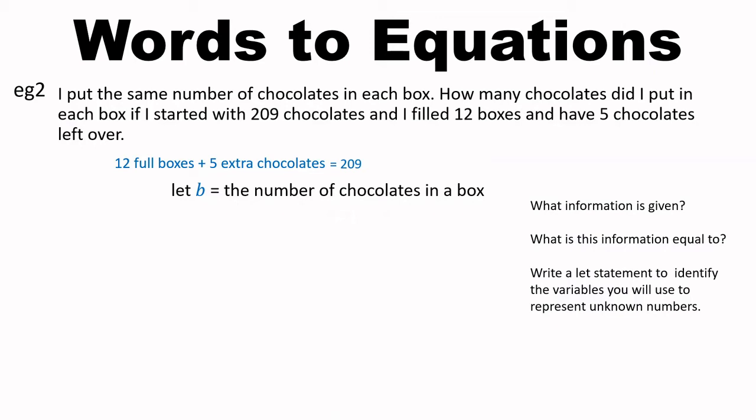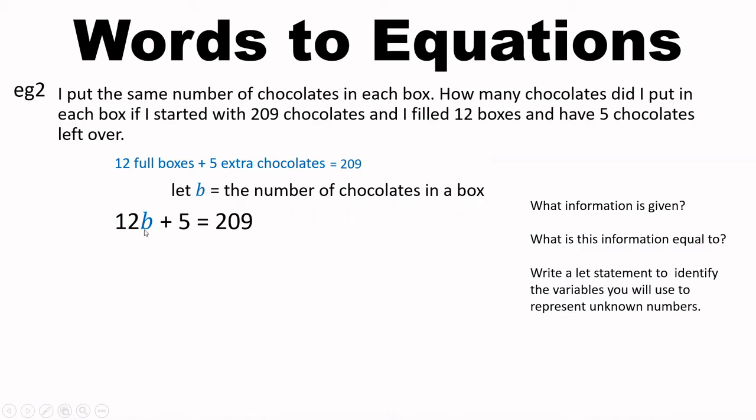So I'll rewrite my equation then. Let's write this algebraically. That's 12 times B, that's 12 times the number of chocolates in each box, plus 5, because 5 is simply a number of chocolates. And that's equal to 209 chocolates altogether. So now that we have an equation, reread the question to see what it is we're asked to find. How many chocolates did I put in each box? So I'm trying to work out B.